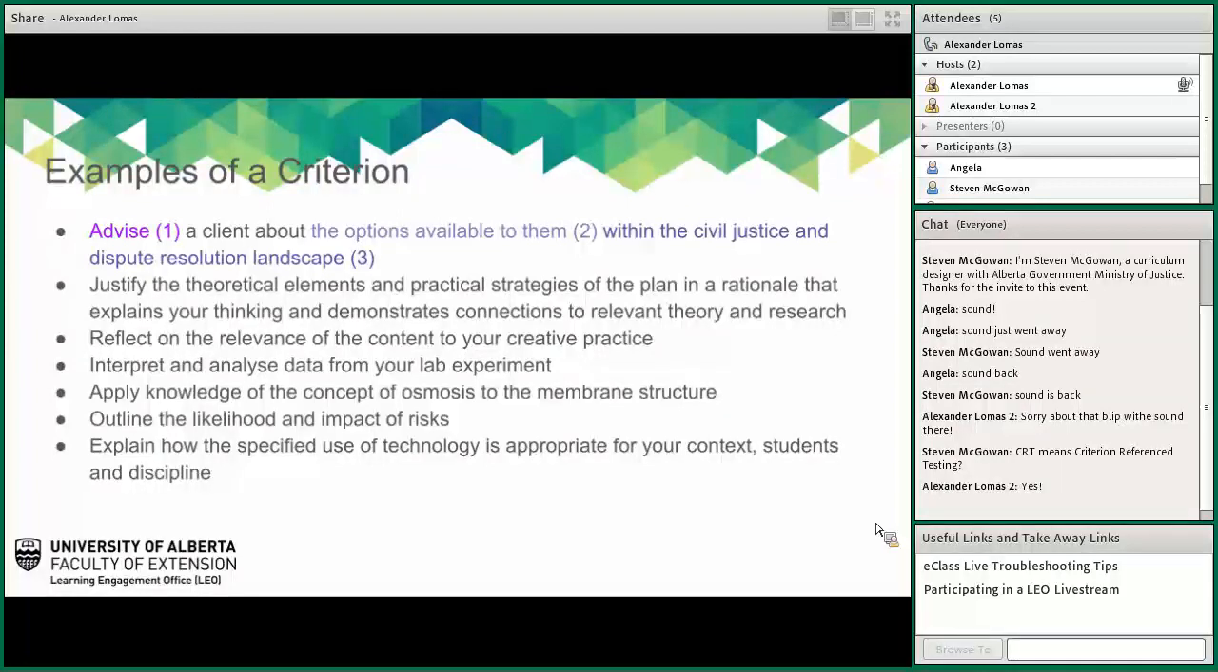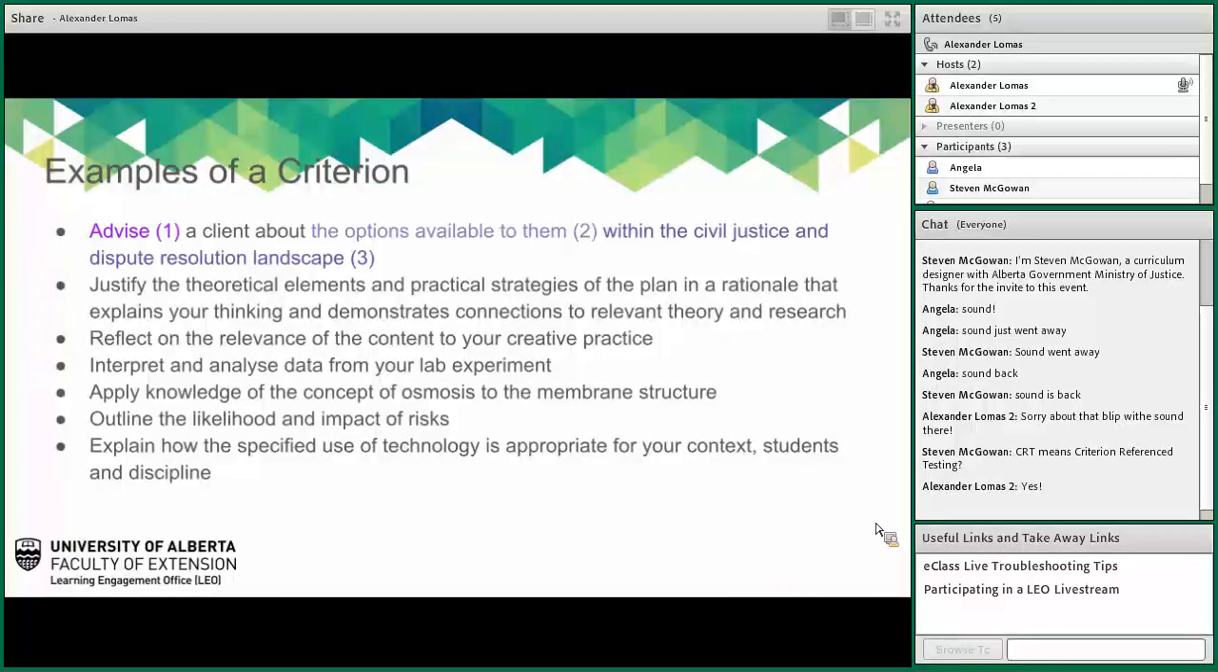What about justify the theoretical elements and practical strategies of the plan and a rationale that explains your thinking and demonstrates connections to relevant theory and research? Could you do it? Just break it down. Justify, so you have to come up with the reasons why you want to do this. What are the theoretical elements and practical strategies of the plans? To create a rationale that explains your thinking and demonstrates the connections to theory and research.